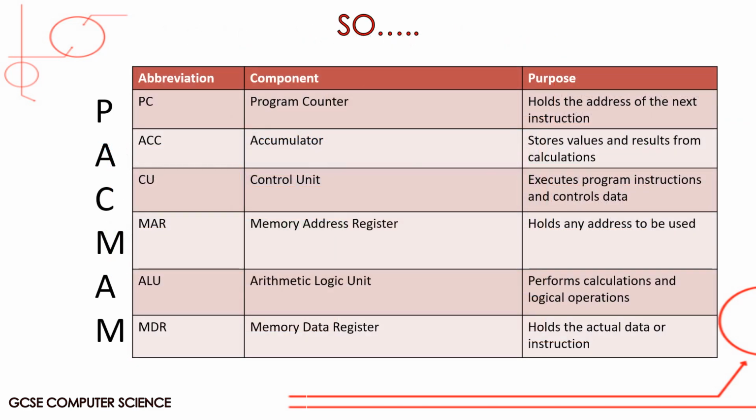So for this entire section, you essentially need to know all of the different components inside. A good way of doing this is to remember PAC-MAM, P-A-C-M-A-M, and then that will help you to remember all of the different components: PC, ACC, CU, MAR, ALU, and MDR. And in this table is everything that you need to know for the definition of what it does.